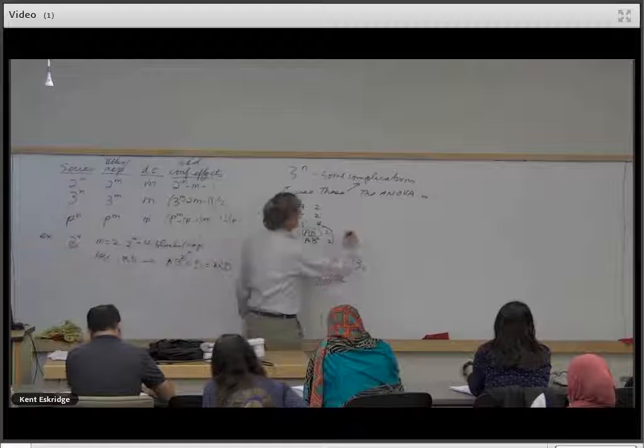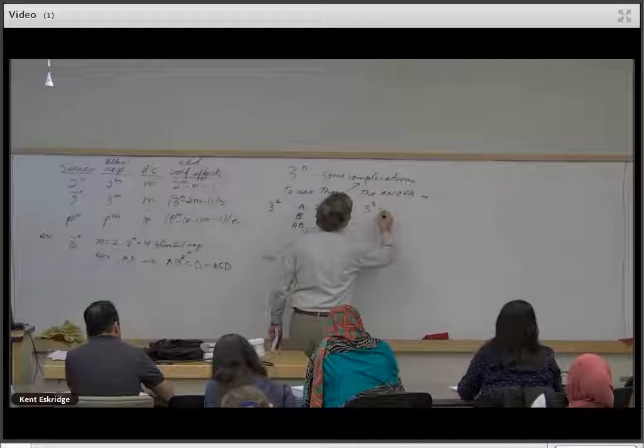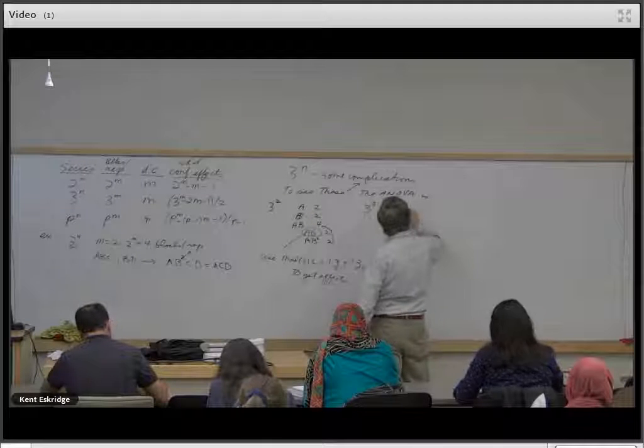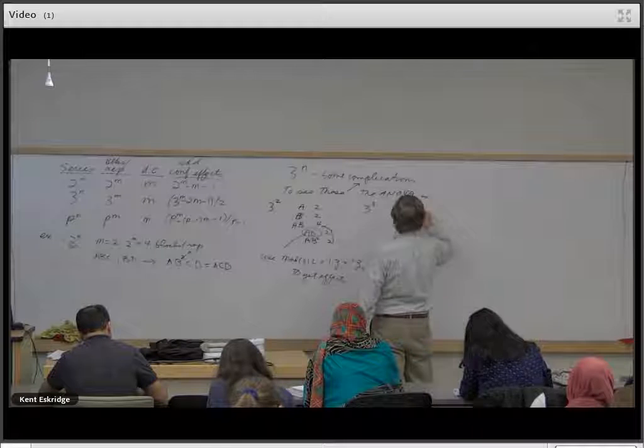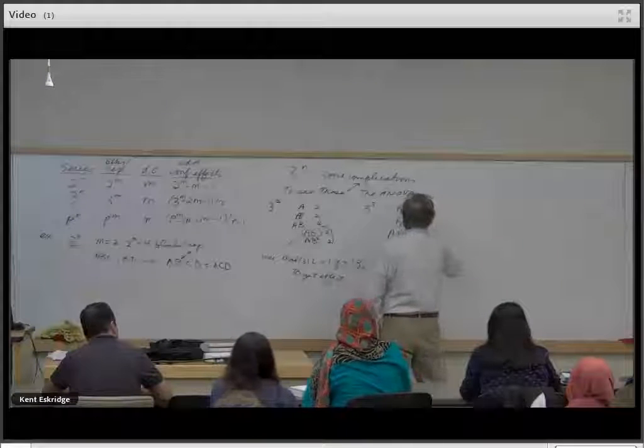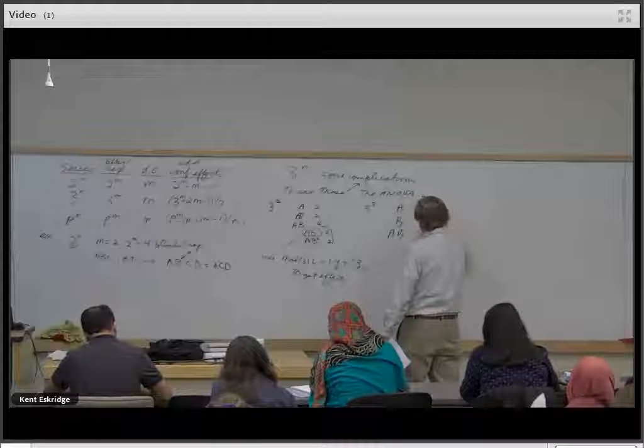Okay, so that's the 8 degrees of freedom. Let's do a 3 cubed. What's that going to look like? Well, it's going to be A, which is 2, B, which is 2, AB, which is 4, and we could break this out.